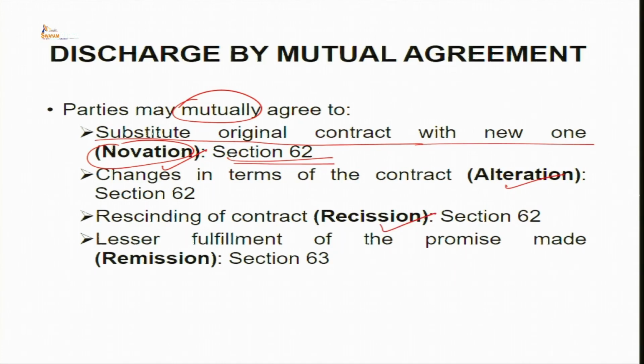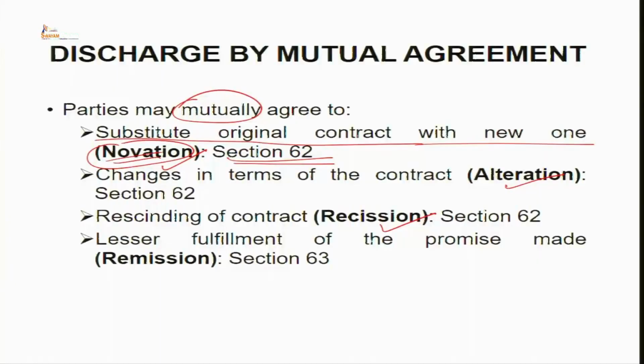So when we say novation, see, in law you need to understand this thing, that most of the times you will get the meaning of a particular word from that word itself. The moment we say novation, novation means new, something new. So when the original contract is replaced or substituted by a new contract, it means novation. The parties are under no obligation now to perform the original contract, because that original contract has come to an end now. They are now under an obligation to perform the terms of the new contract.